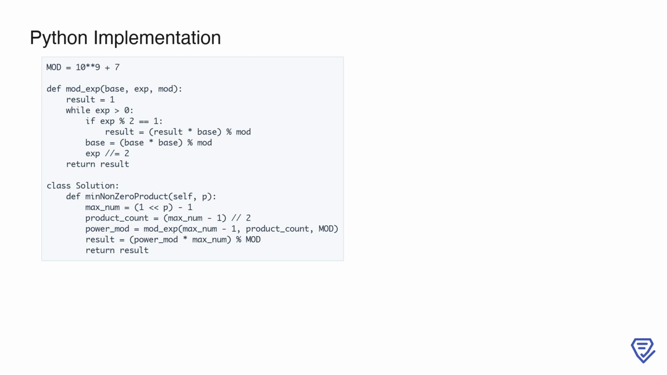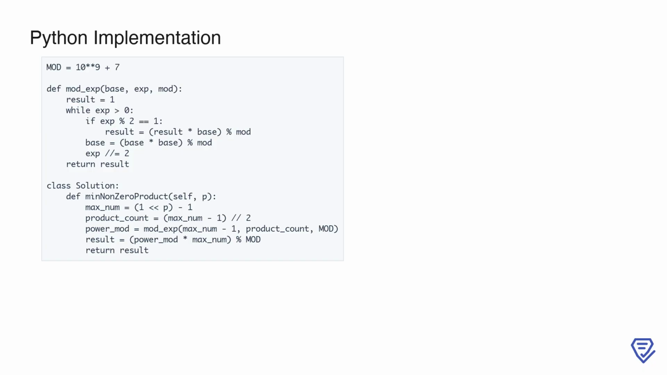2. Core logic. The largest number in the array, max_number, is calculated as 1p1, equivalent to 2^p - 1. To minimize the product, we leverage the fact that the array can be grouped into max_number and max_number - 1 repeated product_count times. Here, product_count equals (max_number - 1) // 2.